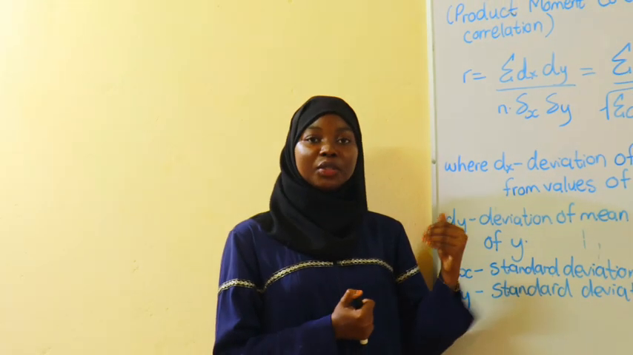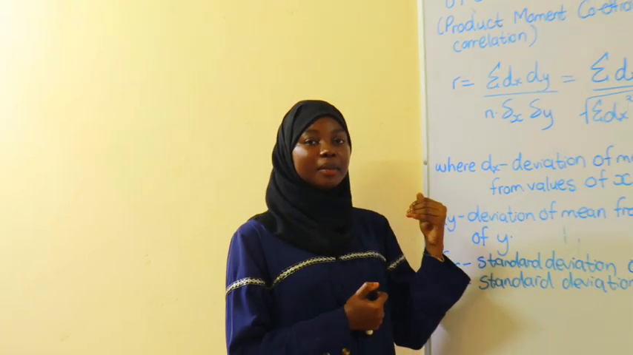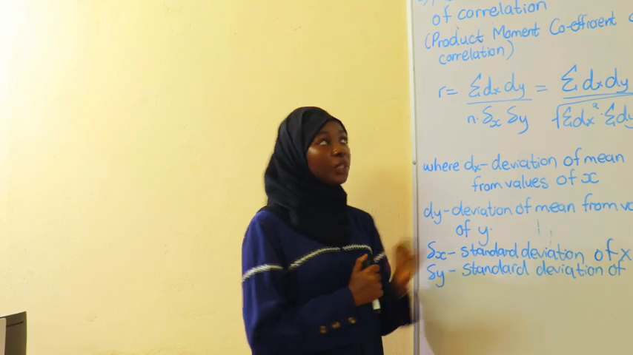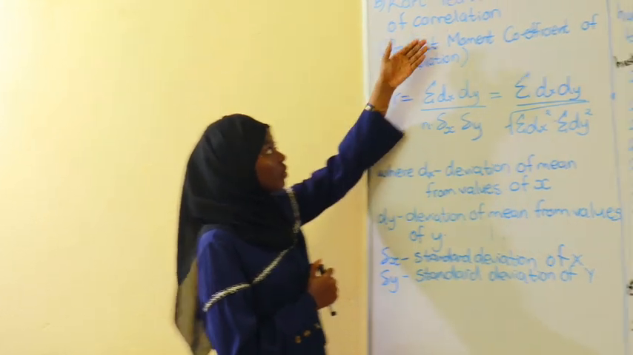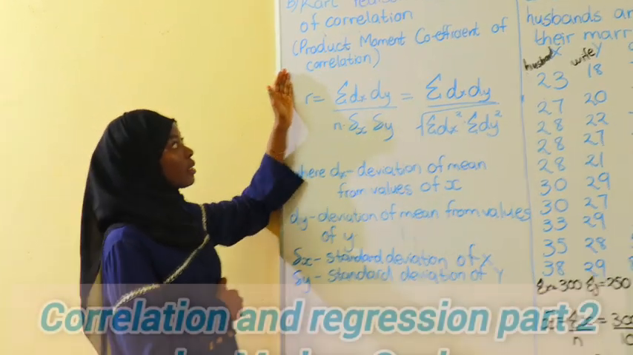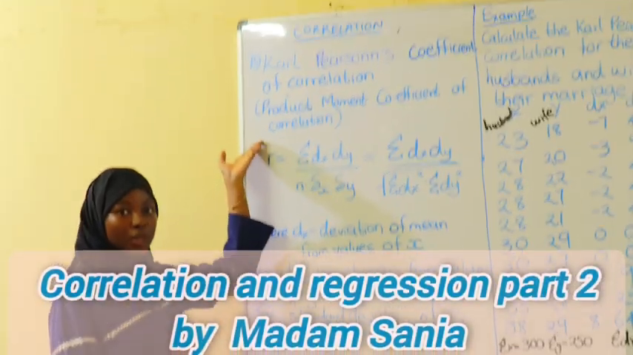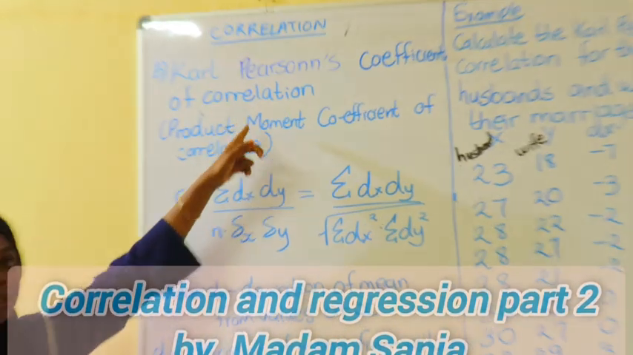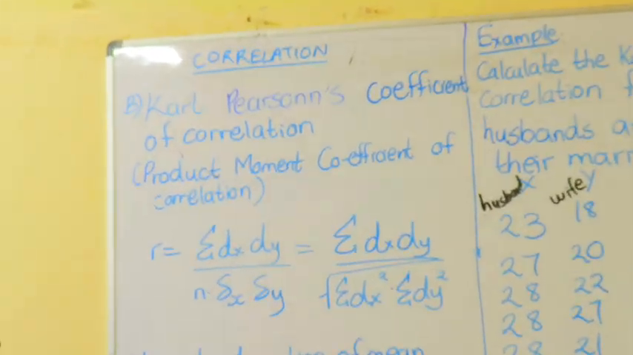So in our previous session, we were looking at calculation of correlation. We did the scatter diagram. So today we're going to look at the Karl-Pearson's coefficient of correlation. This is also known as the product moment coefficient of correlation. So whenever you see product moment, just know it's the Karl-Pearson's coefficient of correlation.